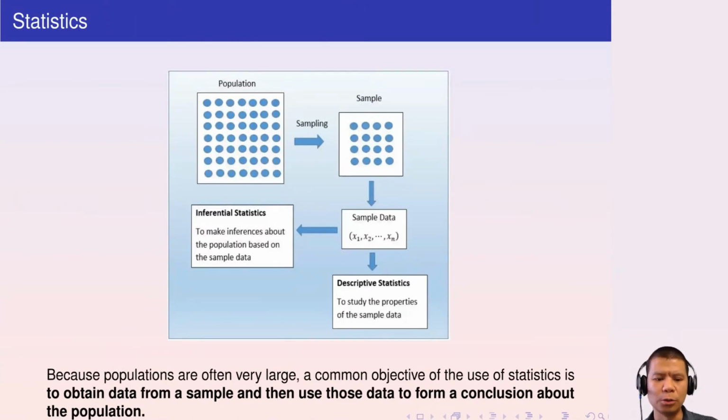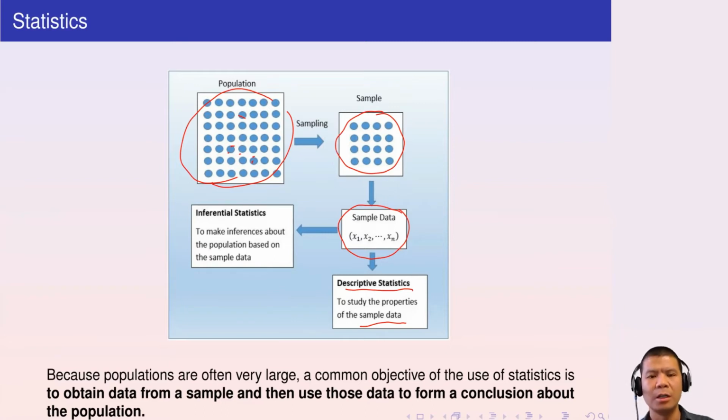All right, so what we do is, you have a really large population. Then you take a sample from it and get data from the sample. For descriptive statistics, you just describe properties of the sample data, like the sample mean, sample standard deviation, the median, quartiles, percentiles, and so on. You talk about those just to describe the data.